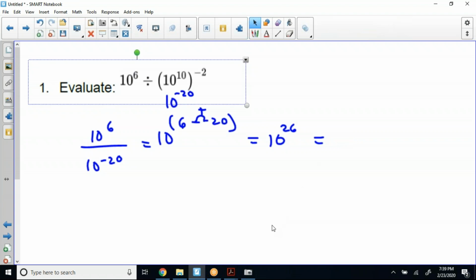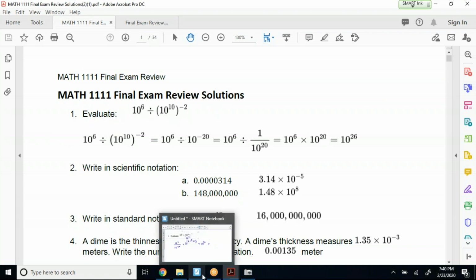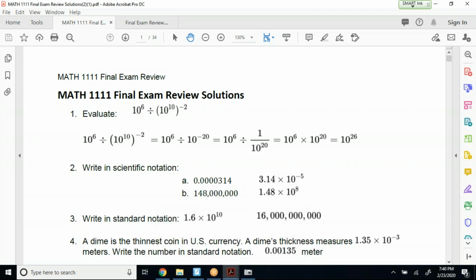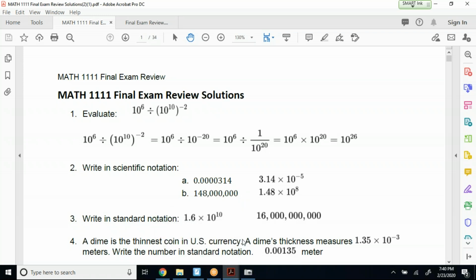I'm not sure what form they wanted us to leave it in. Yeah, just 10 raised to 26, just like that. They use the properties of exponents. So problem number 1 isn't so much about scientific notation. Problems 2, 3, 4 are really good for scientific notation. Know how to write it in and take it out, right? I worked some problems like that on the video last night.